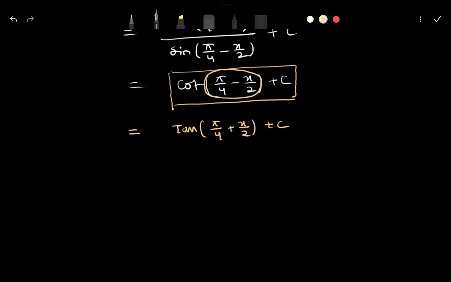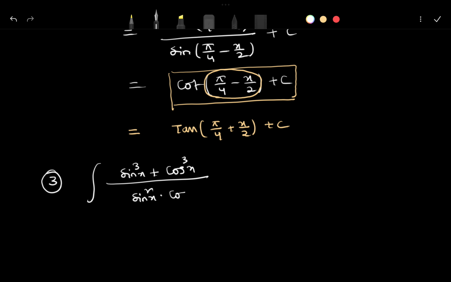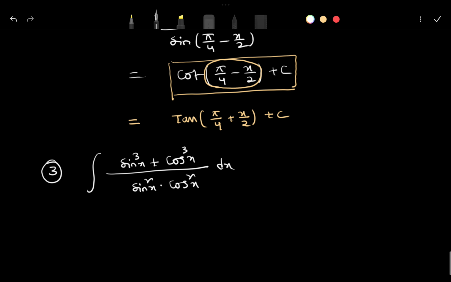See, the next question will be question number 3. Integration of (sin cube x plus cos cube x) whole divided by sin square x into cos square x. See, what is the solution to this problem?